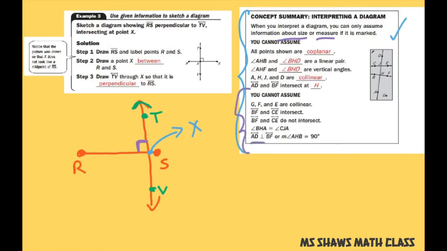Let's look at this last one. AD, where's AD? AD perpendicular to BF. You can't assume that. And the reason you can't assume it is because you don't know the measure of this angle. You have to have this little right angle symbol to be able to assume it. So everything you need to know has to be information about size or measure.